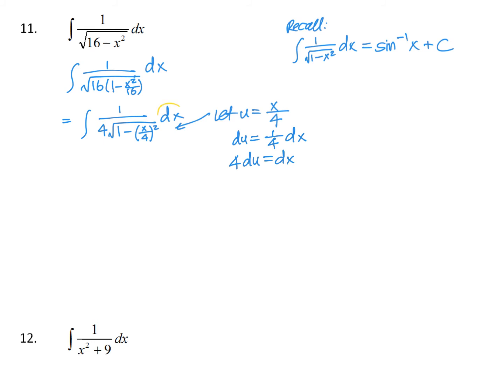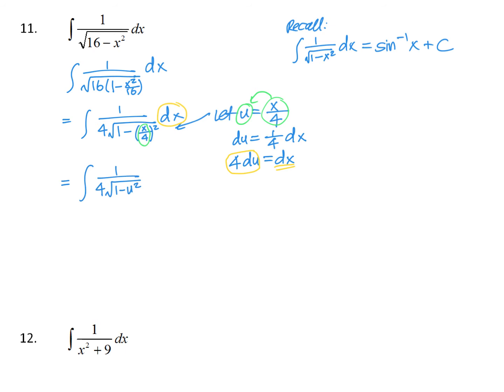You see this dx that I'm circling in yellow? It's going to be replaced by 4 du. And then over here, what I'm circling in green will be replaced by u, because x over 4 equals u. So let's put this together. I have dx, or 1 over 4 square root of 1 minus u squared.